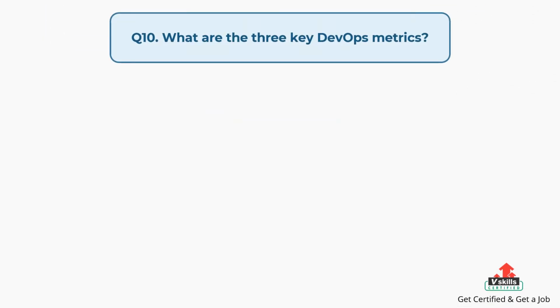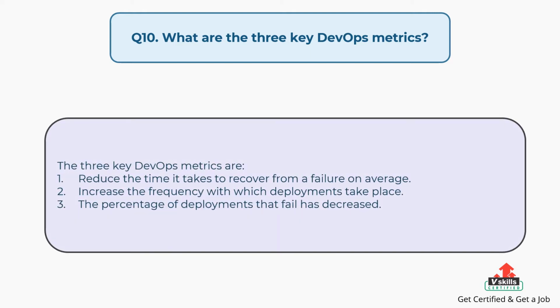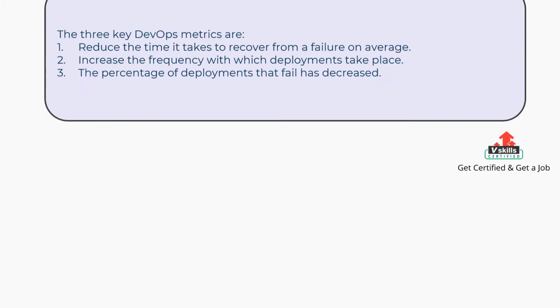Question number 10. What are the 3 key DevOps metrics? The answer is: the 3 key DevOps metrics are: first, reduce the time it takes to recover from a failure on average. Second, increase the frequency with which deployments take place. Third, the percentage of deployments that fail has decreased.